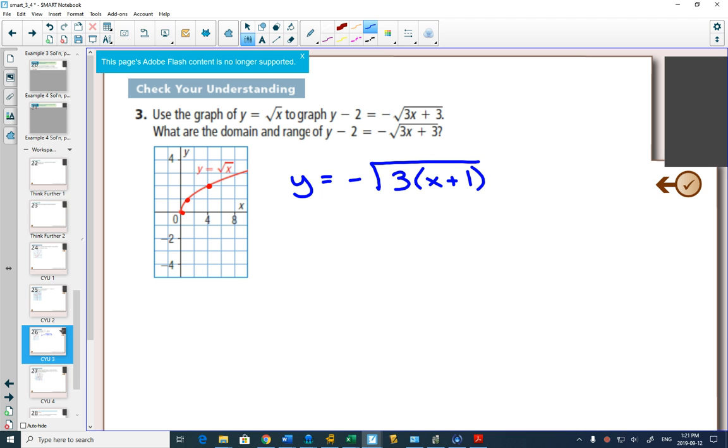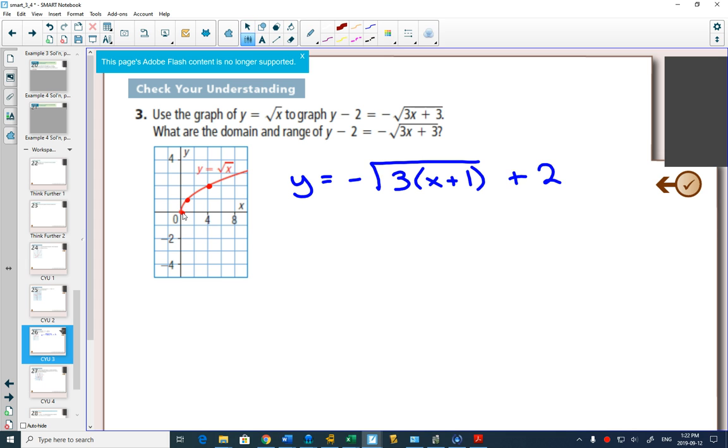So yes, it is a horizontal translation. Yes, it goes to the left, but it only goes 1 to the left, not 3 to the left. And that's what makes this easy to overlook. And then I moved the 2 over so there would be a plus 2.